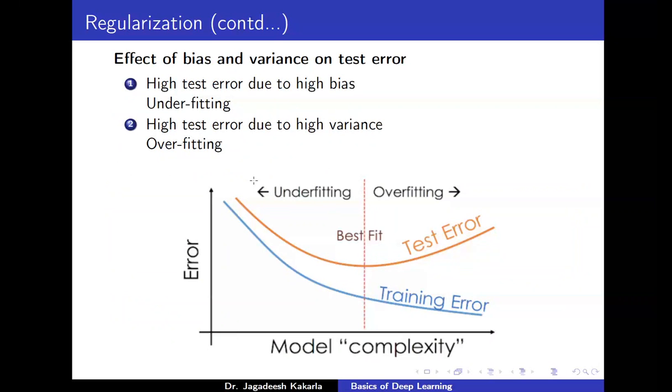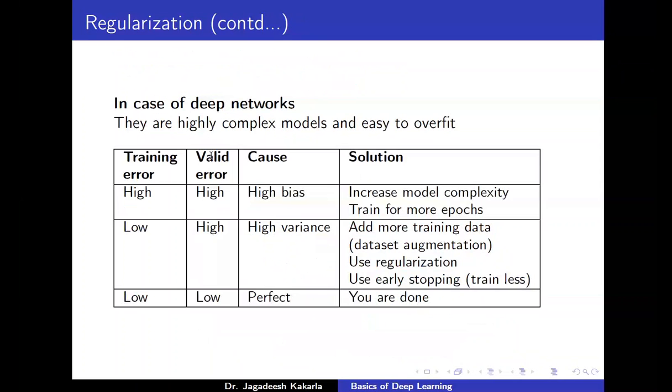Overfitting means it is doing very well on the training and very pathetically during the test error. Okay, is it clear? Whereas underfitting is doing very badly during the training and also during the testing. But the ideal one, what we want, is that the training loss and the test loss should be minimum. This is the way you should go for the best fit, which is low bias and low variance. So that is what I have written here. High test error due to high bias is underfitting. High test error due to high variance is overfitting.